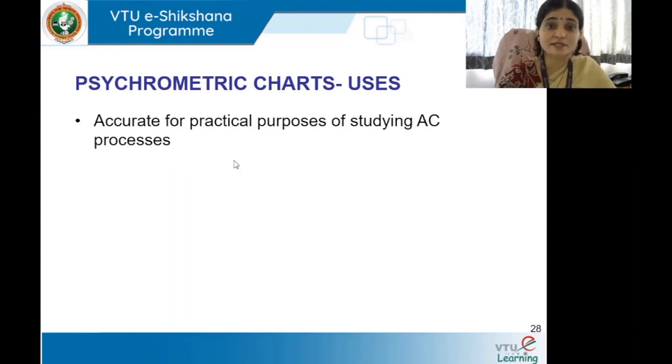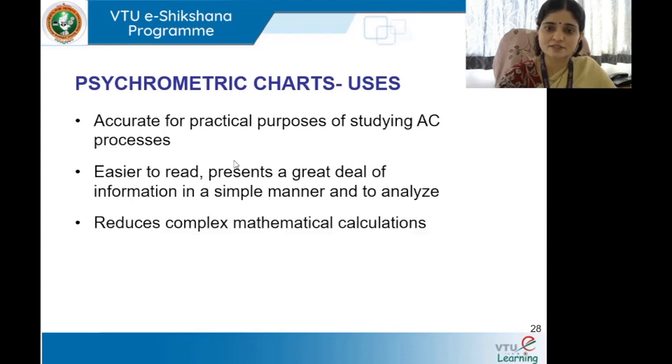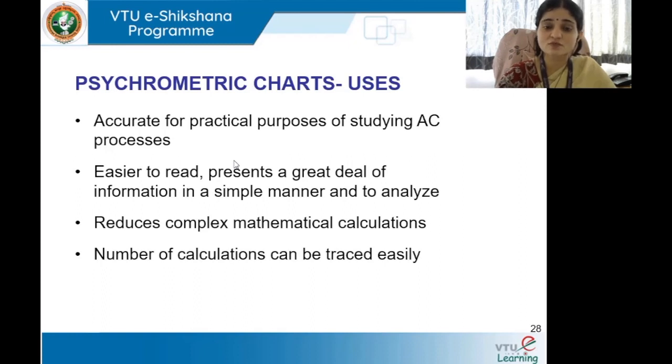So what are the uses and why are we using these charts? First thing, it's quite accurate for practically deriving and studying the various AC processes. Another best advantage is it is very easy to read the various parameters. It presents a great deal of information in a simple manner and is very easy to analyze. It reduces complex mathematical calculations, which can be traced easily on this kind of a graph. And it has a universal appeal. The graph is the same anywhere in the world, so it has a larger application base.